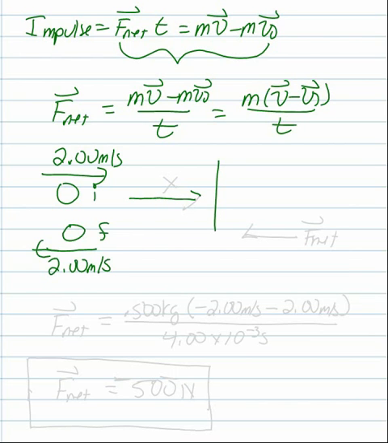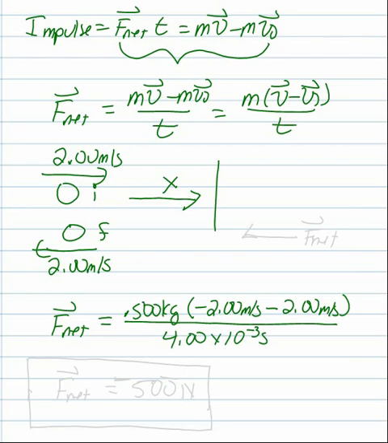If we call toward the wall positive, that means in our equation, F net equals m, and that was 500 grams or 0.500 kilograms. If we call toward the wall positive, then the final velocity is negative 2, minus 2, all over 4 milliseconds, 4.00 times 10 to the minus 3 seconds. And when you multiply this out, you get the net force equal to 500 newtons with a negative in front of it.